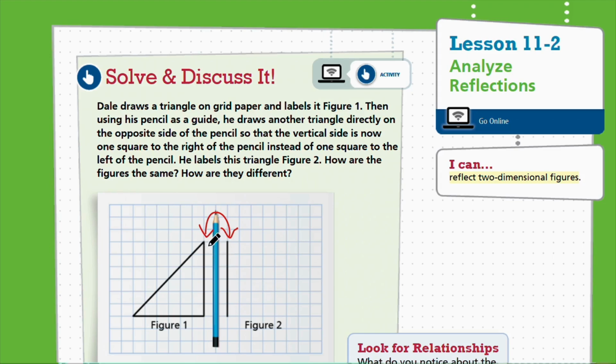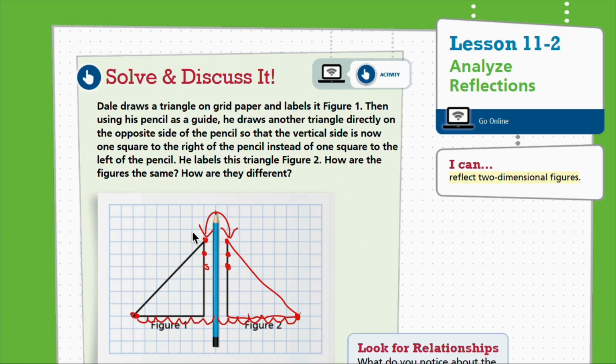So let's first look at these points here, right? So on top of this triangle, figure 1, and if you look at figure 2, all these points are going to have the same distance away from the pencil. So if we look at the other end of figure 1, we're going to count the distance from the pencil, and then we can map another point directly on the opposite side of the pencil. So that would be our point, and if we connect all the dots, it will be the same figure, just flipped on the opposite side of the pencil.